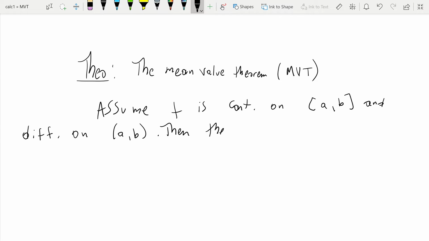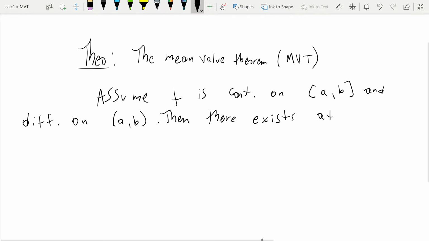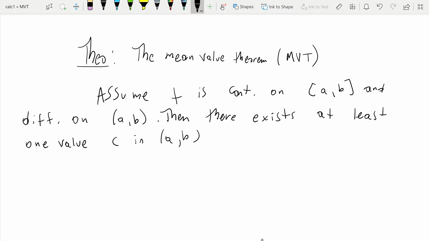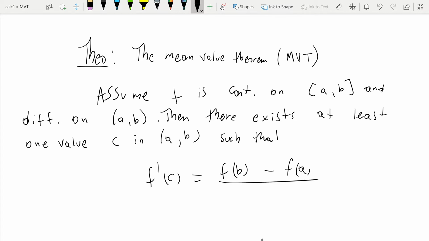Then there exists, so there is, at least one value c in the open interval (a, b) such that f prime at that point c is equal to the slope of the secant line of the graph of f inside this interval.